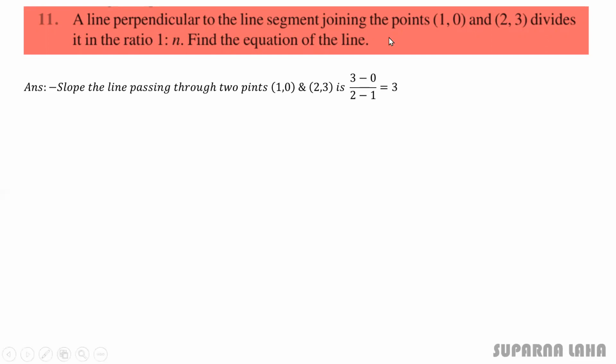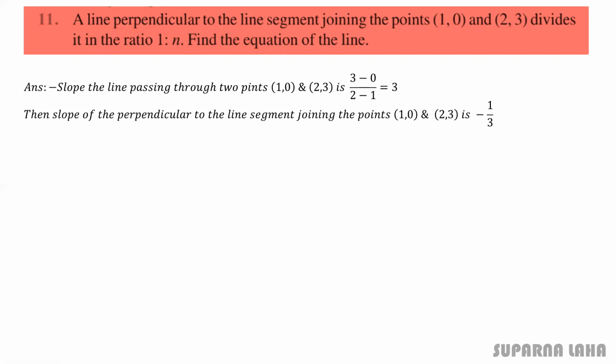So the slope of the line passing through these two points (1, 0) and (2, 3) is (y2 minus y1) by (x2 minus x1), which is equal to 3. Now the required line, the equation of which you need to find, is perpendicular to it, so you can easily find its slope, that is -1/3.